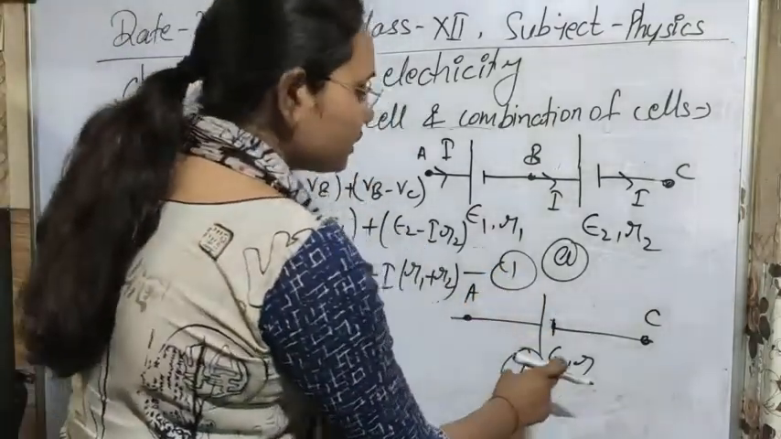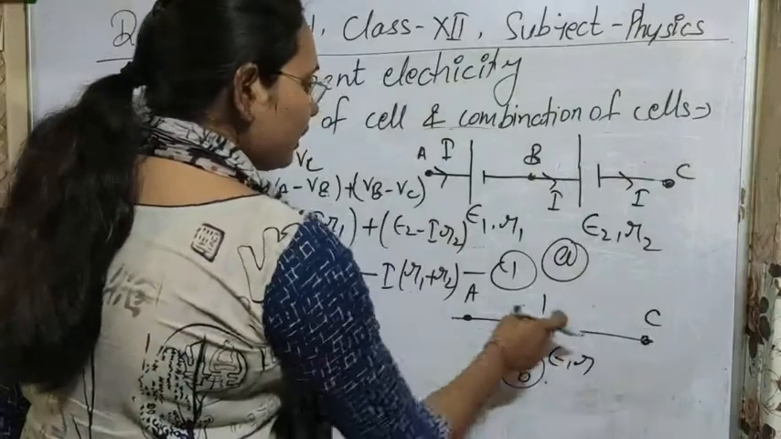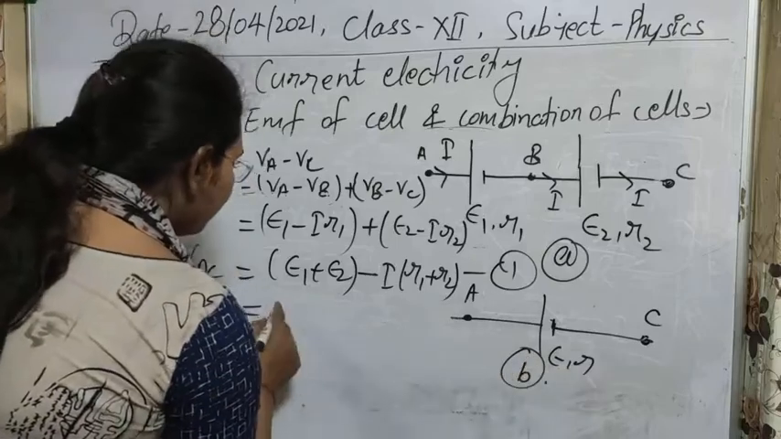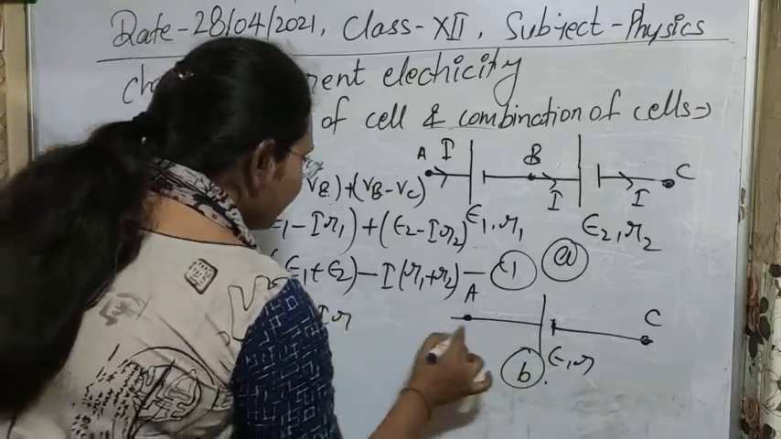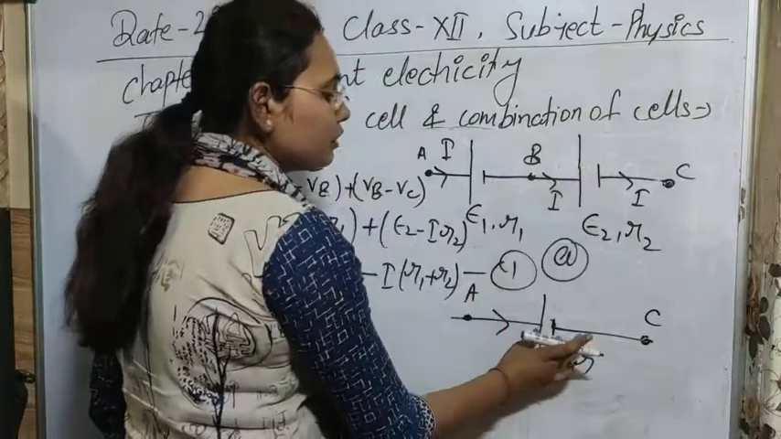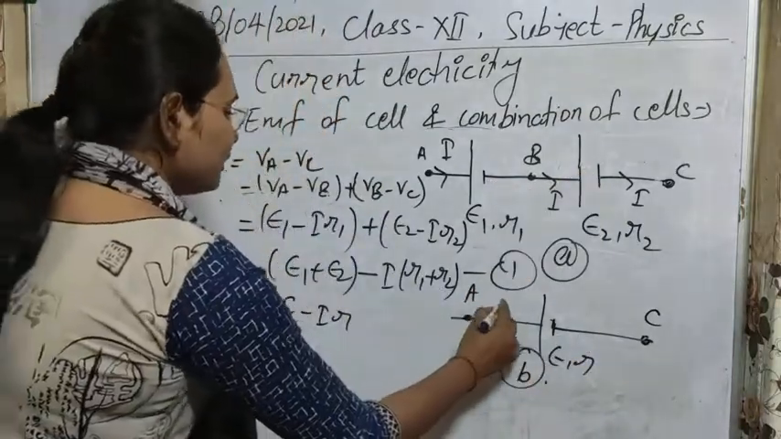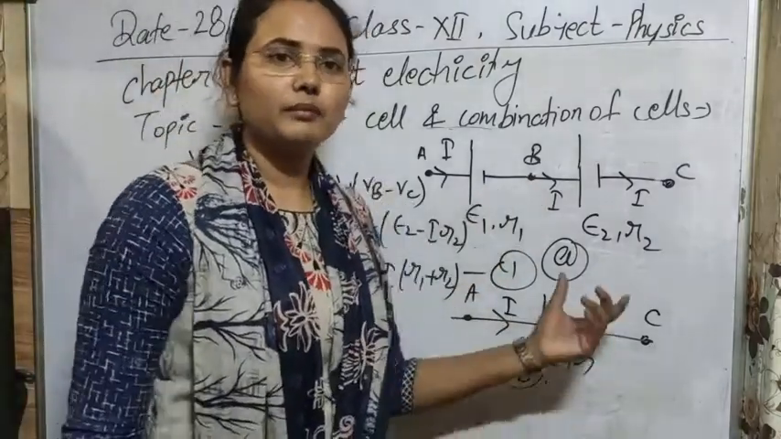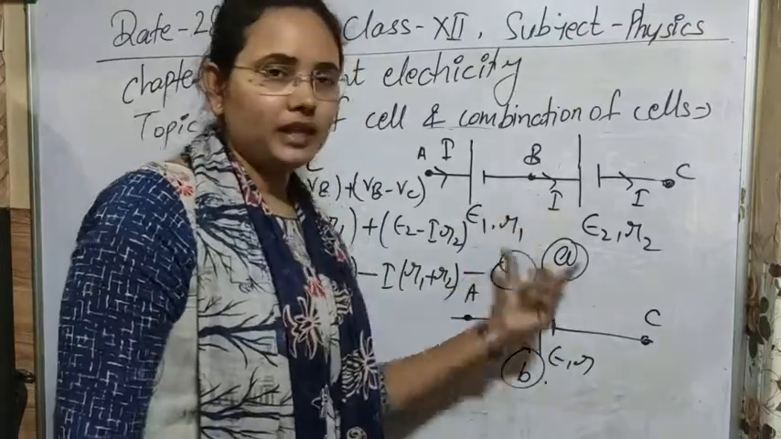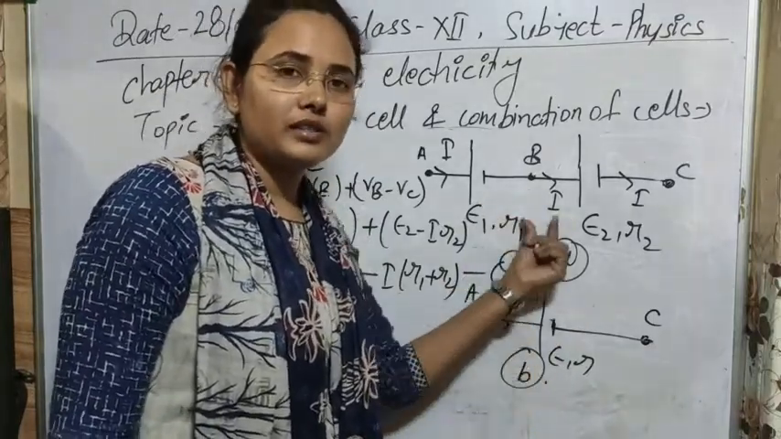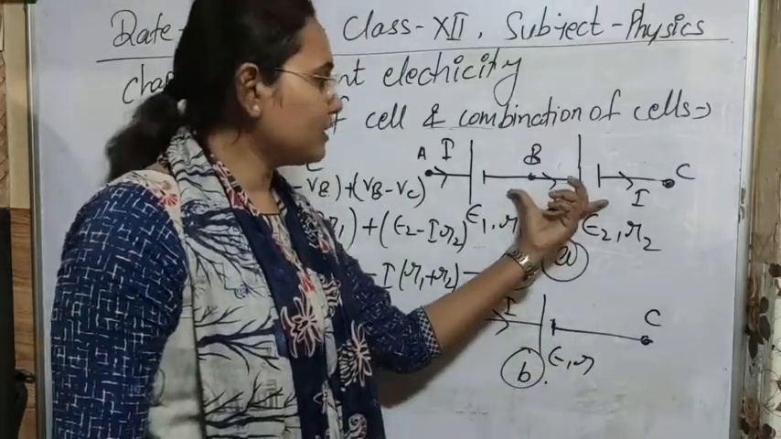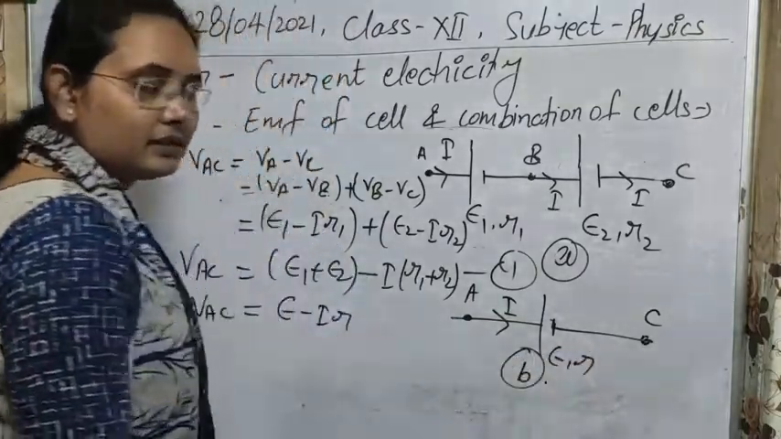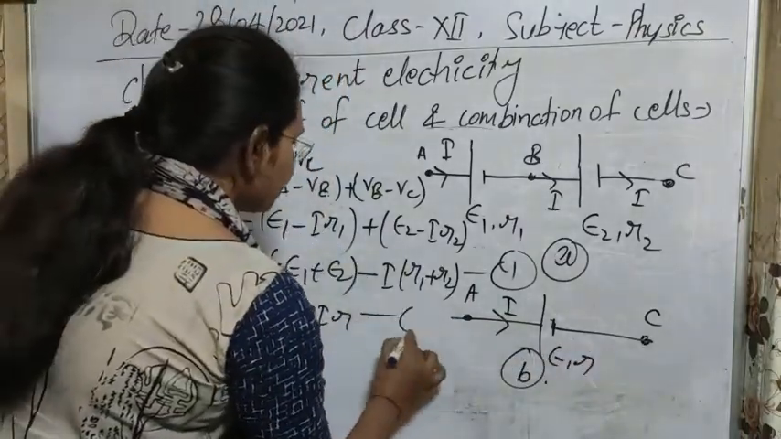Now let's see figure B. In this figure, the potential difference between points A and C can be calculated, and that will be equal to epsilon minus IR. This is the replacement of these two by one cell only. The current I is also flowing in this, because in series combination the current flowing in every component is the same. Whether we talk about the combination or an equivalent cell in place of the two, it has EMF epsilon and internal resistance R. So we can write this as our equation number 2.